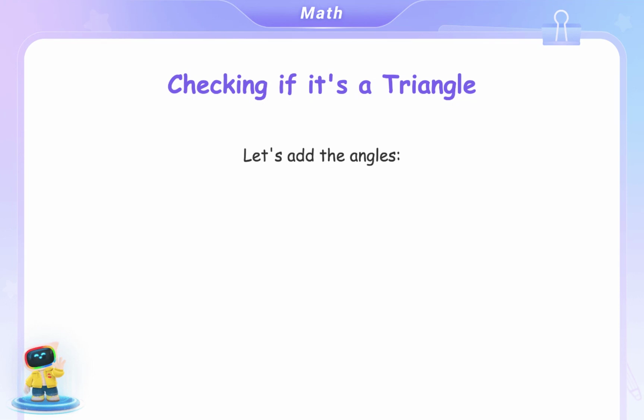Adding the angles, 110 degrees plus 35 degrees plus 35 degrees equals 180 degrees. Perfect! These angles can form a valid triangle.